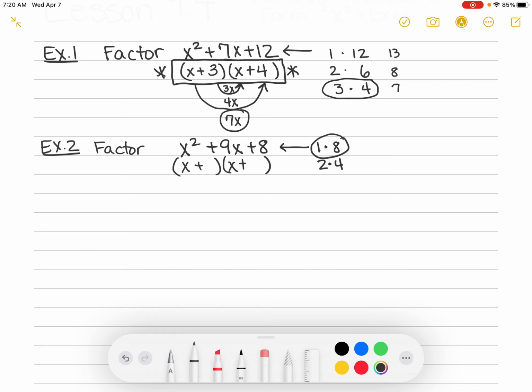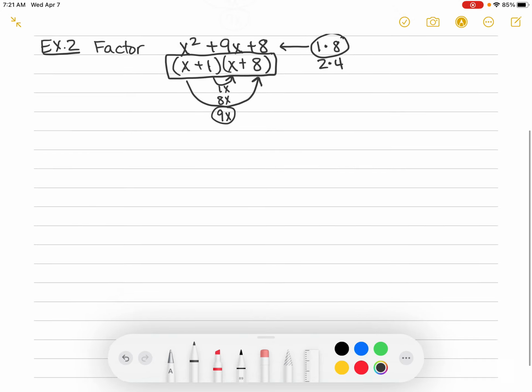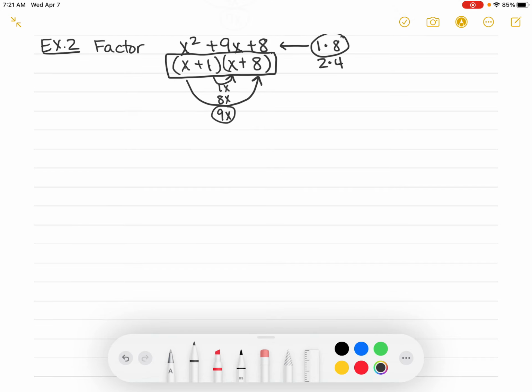Okay, now we're going to do some with different signs besides plus and plus. So this is when it gets a little bit harder and a little bit more like a puzzle. The first one I'm going to do is factor x squared plus x minus 72.